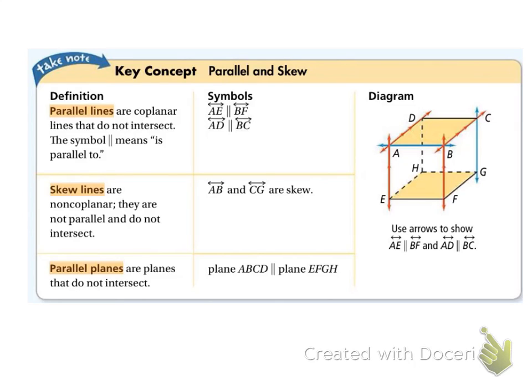Parallel planes are planes that do not intersect. So the plane ABCD, this top guy, and plane EFGH, the bottom guy, are parallel planes.